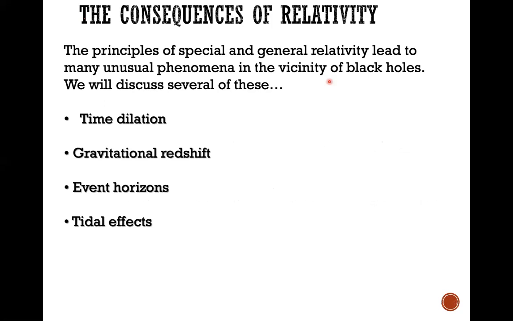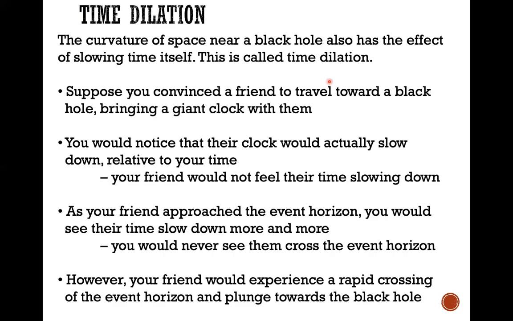The first one is what we call time dilation, and the second one is gravitational redshift. Then there is something called the event horizon for a black hole, and the fourth one is tidal effects, right? So I will discuss these four effects, mainly about the black hole. Now the first one is time dilation.